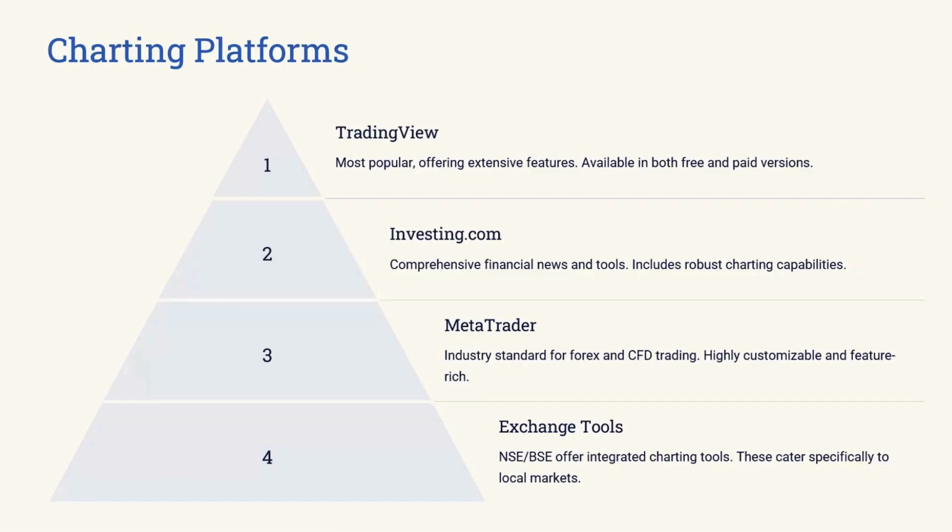Here are the key charting platforms shown in the pyramid. First one is TradingView, most popular, offering extensive features. TradingView is renowned for its intuitive interface, vast array of indicators, drawing tools, and social trading features. It supports multiple asset classes including stocks, forex, cryptocurrency, and commodities.